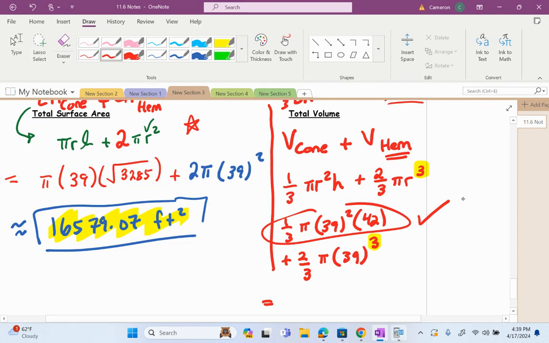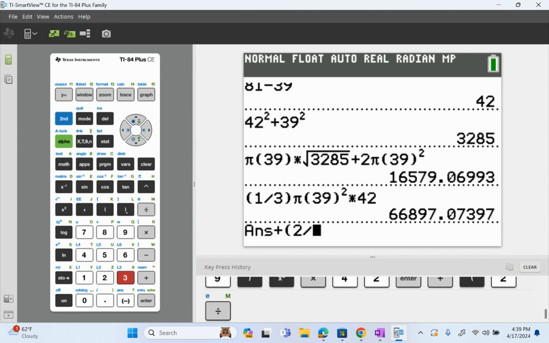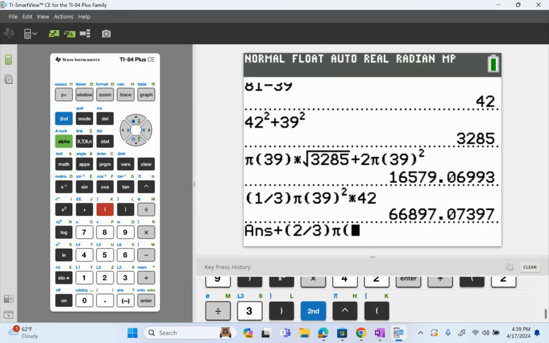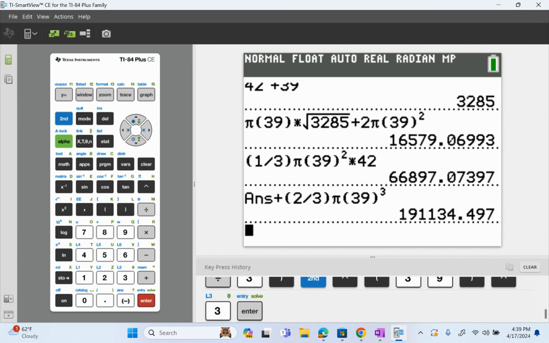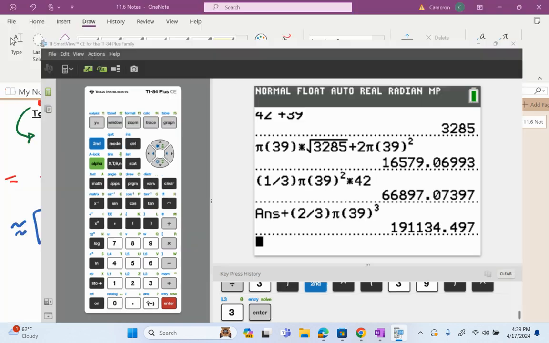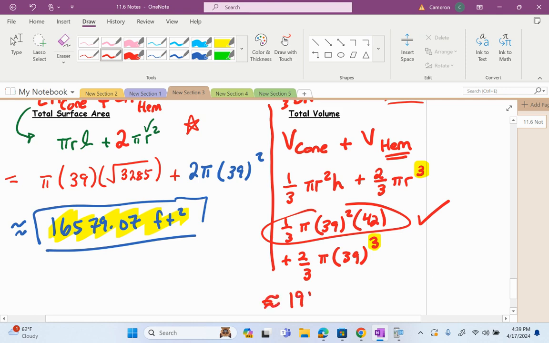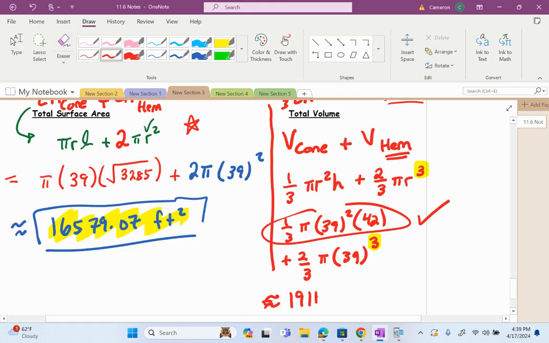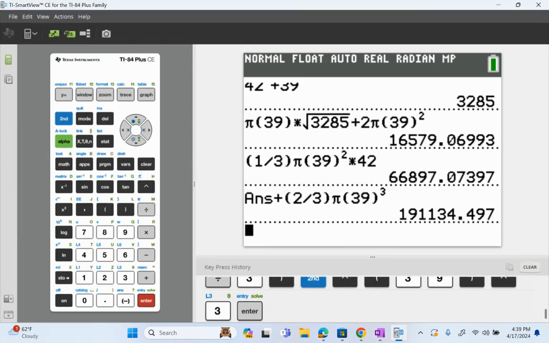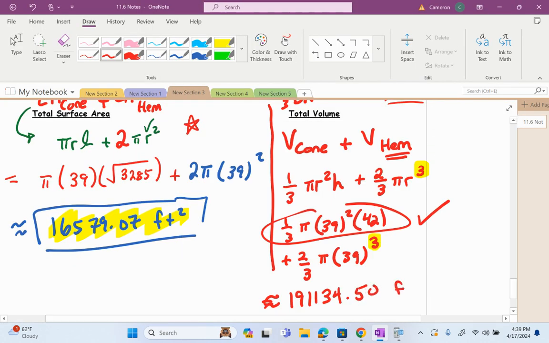66,897 ... Plus, okay, now we're going to add on 2/3. So 2/3 in parentheses. Pi button. And then the radius was 39 cubed. So parenthesis 39, parenthesis, hit the exponent button, 3. All together, we get 1,911,34.3, the 49 is followed by a 7. So if I round to 2 places, it would become a 50. Approximately 1911. Oh, there's still more digits. Okay. 34.50. And this would be cubic feet.